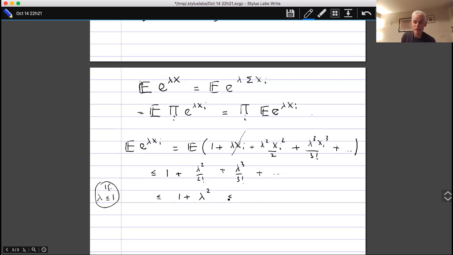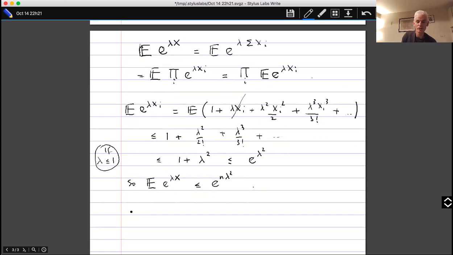Which is in turn less than or equal to e to the lambda squared. So we get that the expectation of e to the lambda x is less than or equal to e to the n lambda squared, because it's the product of these things.